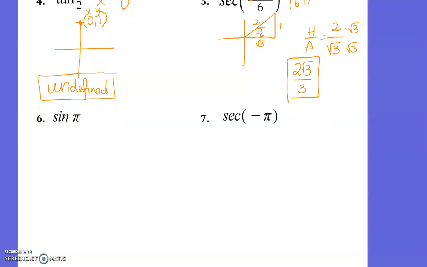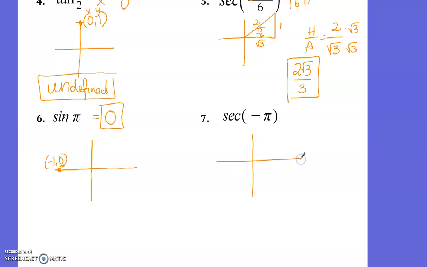Okay, we have 2 more quadrantal angles. So sine of pi. Pi falls right here. That ordered pair is -1, 0. Sine is all about the y. So our y value here is 0. So it's just 0.